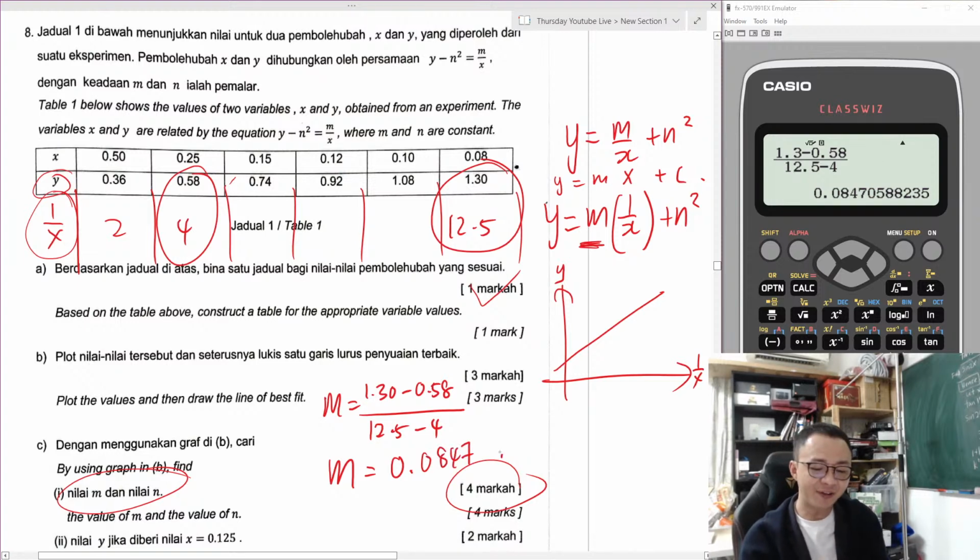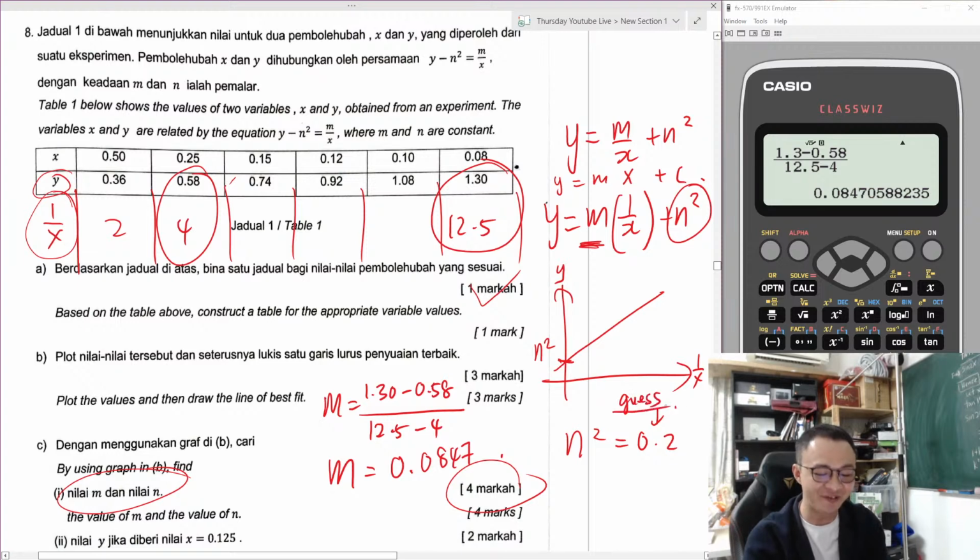Then after I find m, I want to find n. I should know n is basically the vertical intercept, or some students prefer to call it the y-intercept in this case. So n squared will be whatever value I touch on my y-axis. In this case, let me just randomly assume it should be below 0.36. Let's say it's equal to 0.2. This one is, I guess, one. Definitely after you draw it, you will get a more accurate value.